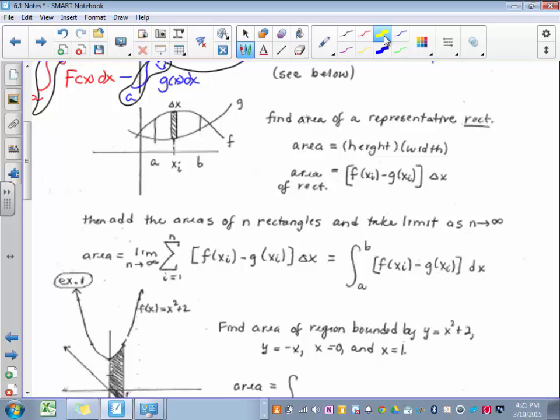Team, if you go back to the beginning of chapter 5, we started talking about finding the area under a curve. Was that chapter 5 or 4? I don't remember. One of those chapters. That's not the important part.